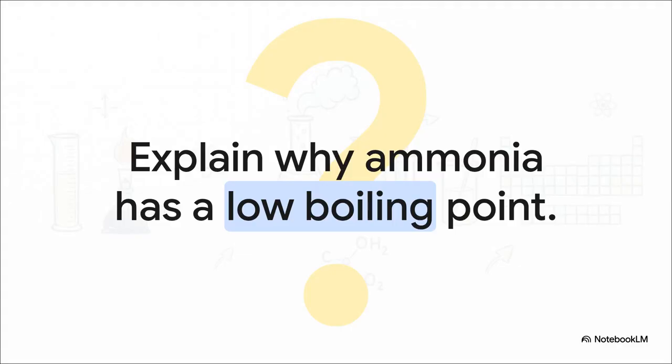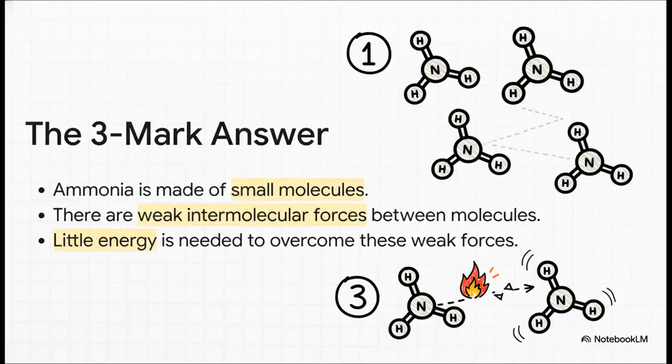Now, we've got a 3-mark explanation question. You see these all the time, and they need a really logical step-by-step answer. We have to explain ammonia's low boiling point by talking about its structure and bonding. And here it is, the perfect 3-mark answer, laid out just how an examiner wants to see it. Mark number 1, you state that ammonia has a simple molecular structure, or that it's made of small molecules. Mark number 2, you say that there are weak intermolecular forces between these molecules. This is so important: you have to use the phrase intermolecular forces, not covalent bonds. And finally, mark number 3, because those forces are weak, it takes very little energy to overcome them. That's it, 3 clear points, 3 marks in the bag.